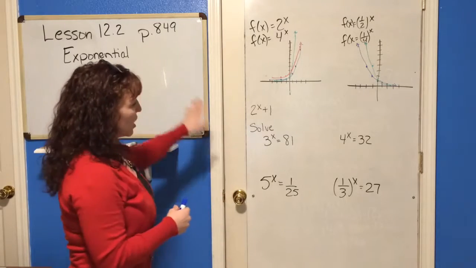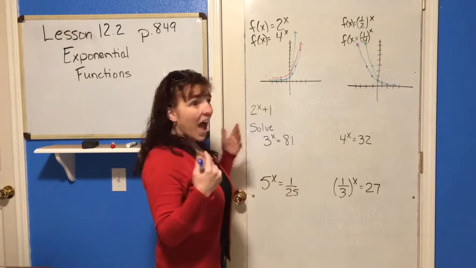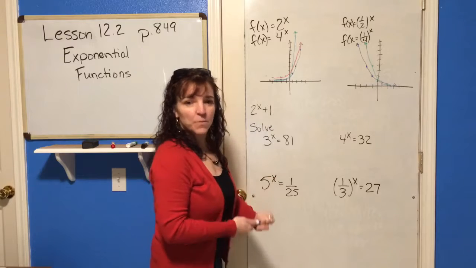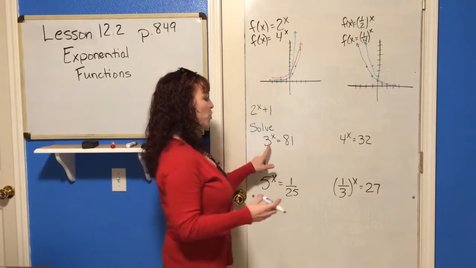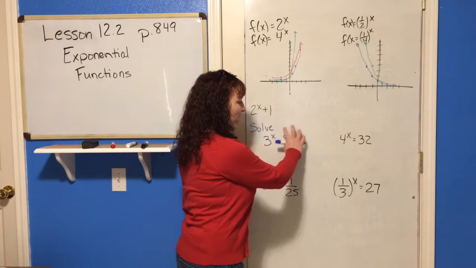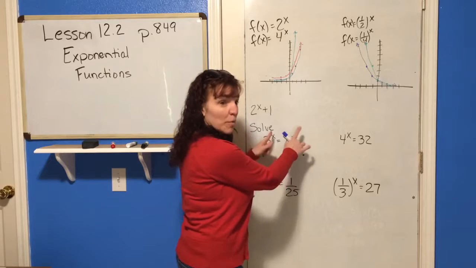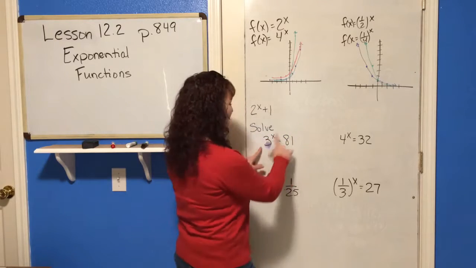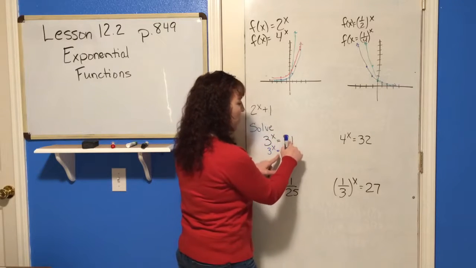exponential functions. So here we have a function, 3 to the x power equals 81. Well, how on earth are we going to find out what that exponent is? Well, if you can put this side of the equation into the form of the same base to a power, then the powers have to be equal to each other, right? So 3 to the x power equals 3 to some power.